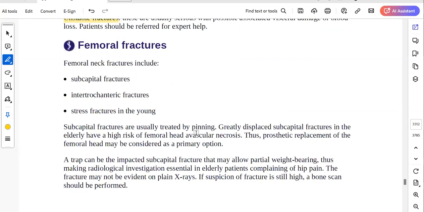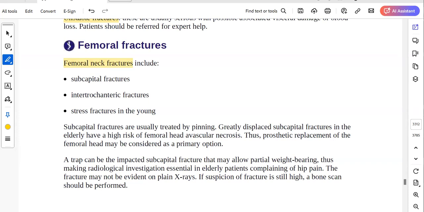Femur fracture. All of you know about neck of femur fracture, which is common in elderly patients, but it's not like the only fracture is the femoral neck fracture. Femoral shaft fracture can happen. Lots of other fractures can happen on the femur. But femoral neck fracture is the commonest one.